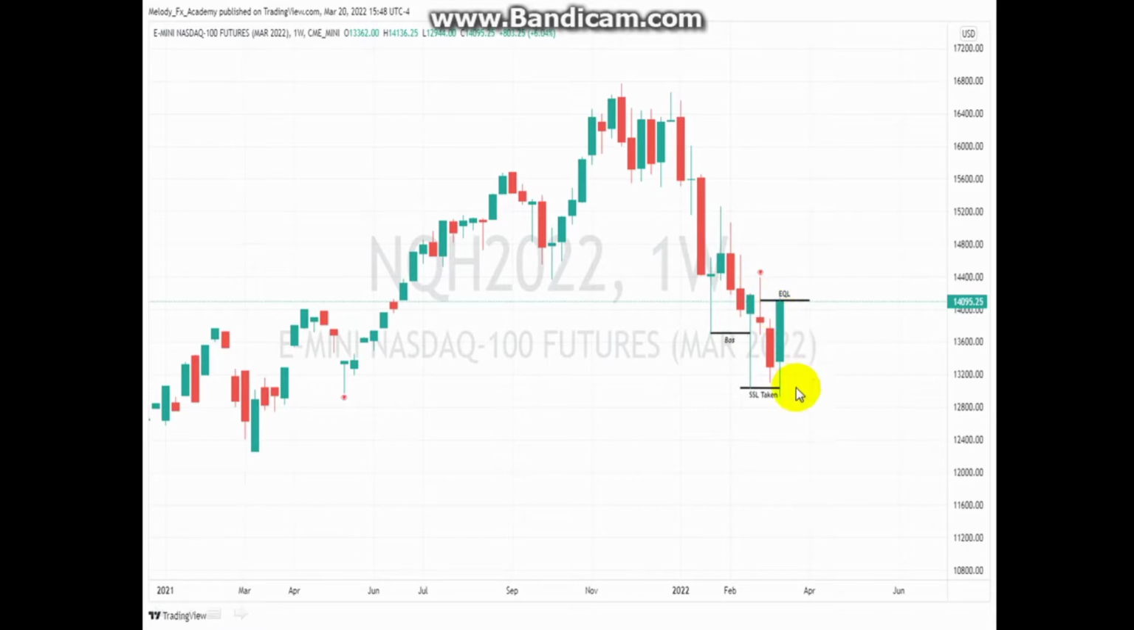Before this move happened, I actually talked about this low getting smashed out and sell side liquidity getting attacked. We talked about this even before this whole move happened. Price is still currently bearish, but we are seeing a retracement upwards, and I'm looking at this old high getting taken out, getting smashed out. Price is currently trading at equilibrium.